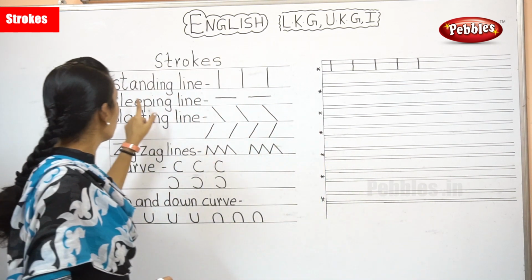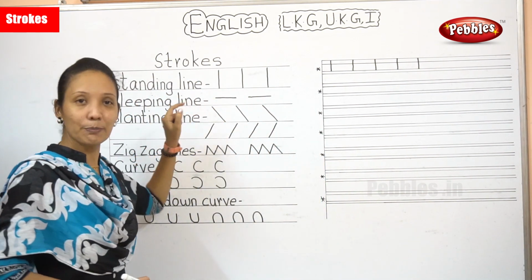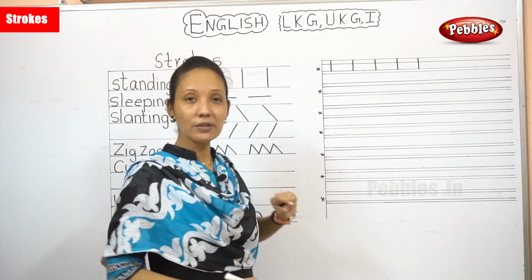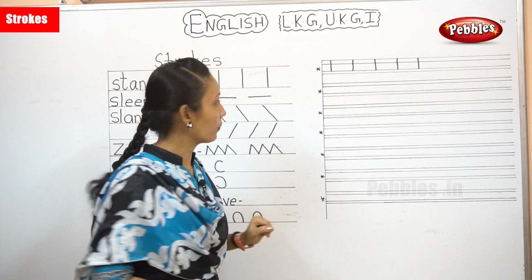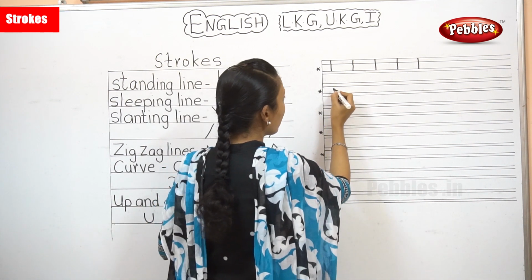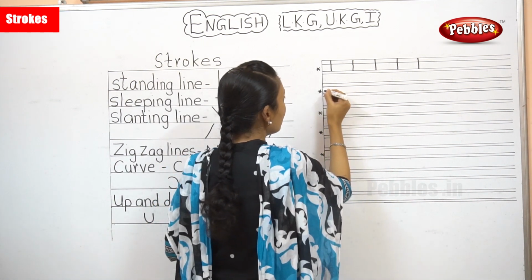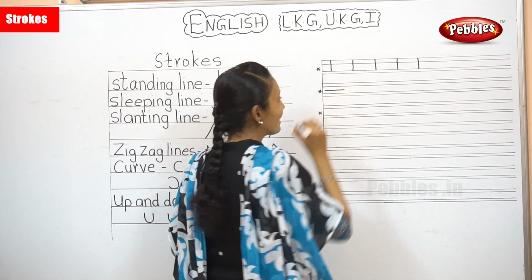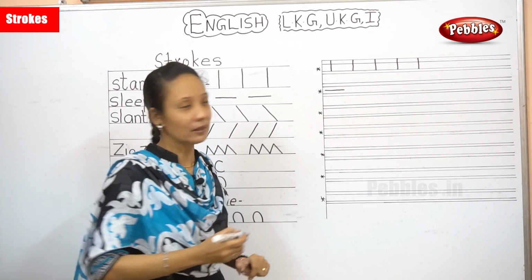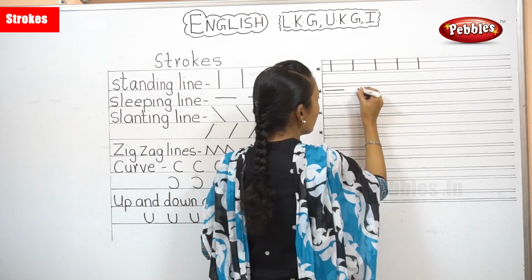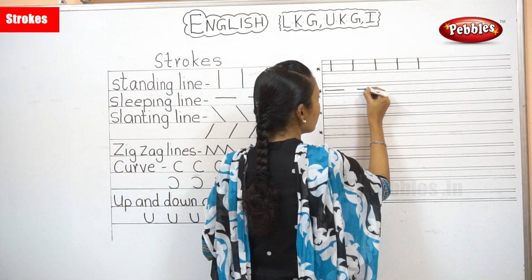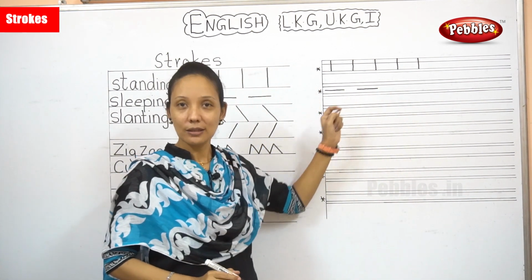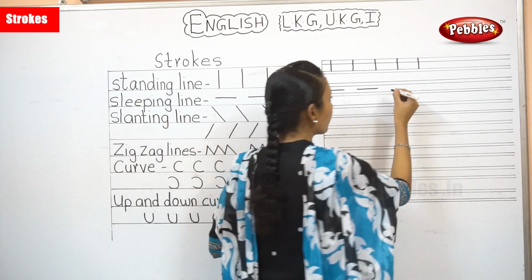Okay. Now next you have your sleeping line. What you have here? Yes, you have your sleeping line. Now shall we see how to write your sleeping line? Yes. Now in your 4 lines, in the middle, you should write it like this. It is a sleeping line. What is this? Sleeping line. I'll repeat it once more. A straight line. Yes. This is called sleeping line.